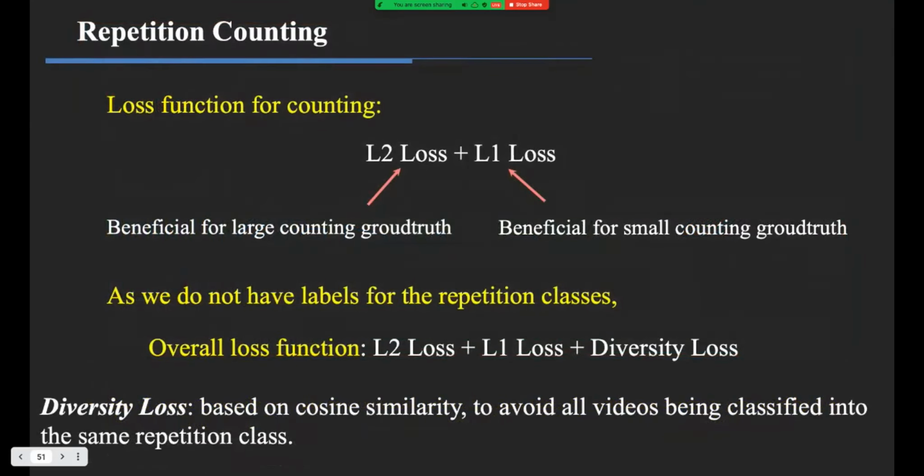In this work, we first classify the current input into one of the repetition classes, and then take the counting result of that class as the counting prediction. We use both L1 and L2 loss for training. Since we don't have labels for the repetition classes, we propose to let the model automatically learn to classify by adding a diversity loss based on cosine similarity. Check our paper for details.